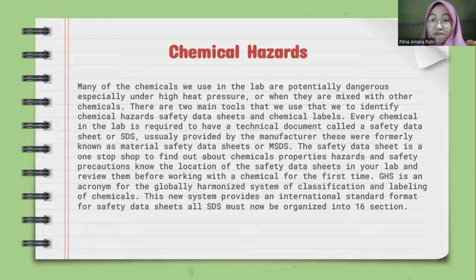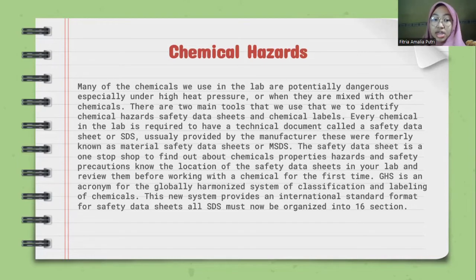chemical labels. Every chemical in the lab is required to have a technical document called a safety data sheet, or SDS, usually provided by the manufacturer. These were formerly known as material safety data sheets, or MSDS. The safety data sheet is a one-stop shop to find out about a chemical's properties, hazards, and safety precautions. Know the location of the safety data sheets in your lab, and review them before working with a chemical for the first time.